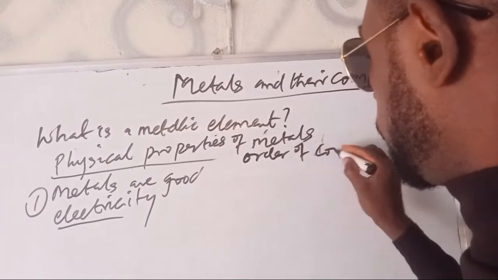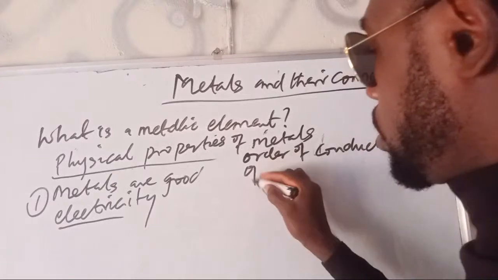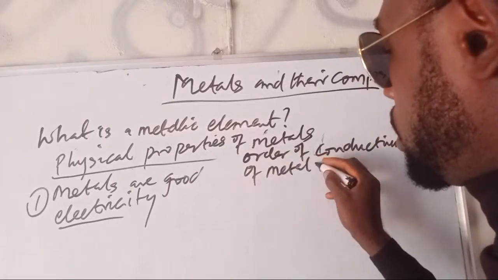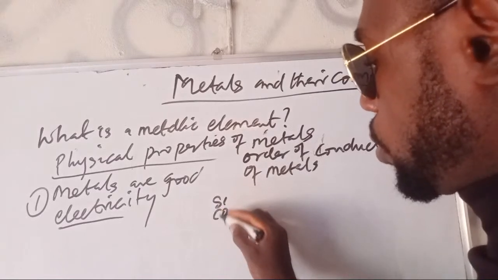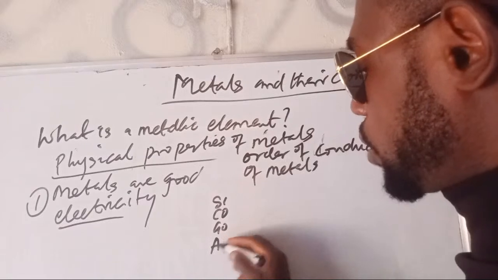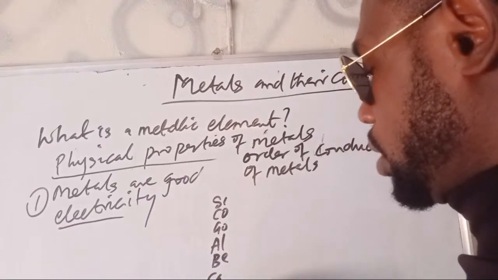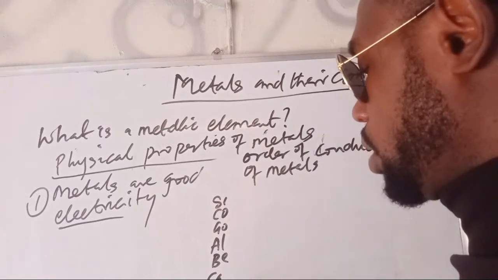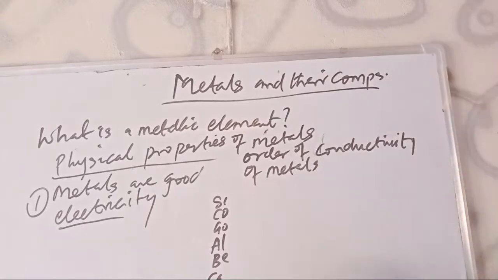The order of conductivity of metals. I say you can use the acronym Cyco gold aluminium become magnesium remembers sodium, iridium. You can now get zinc after.